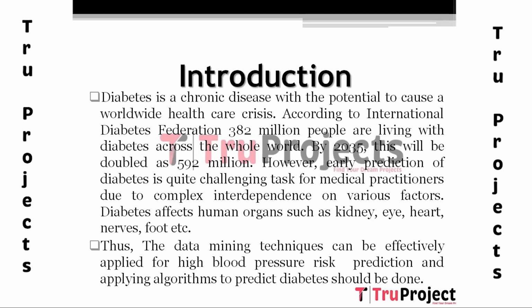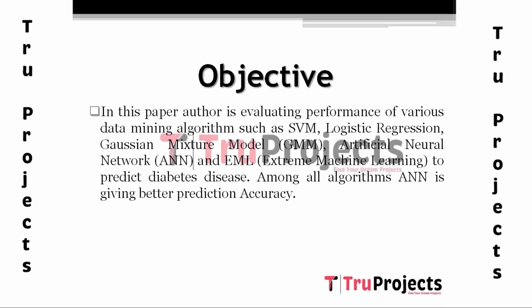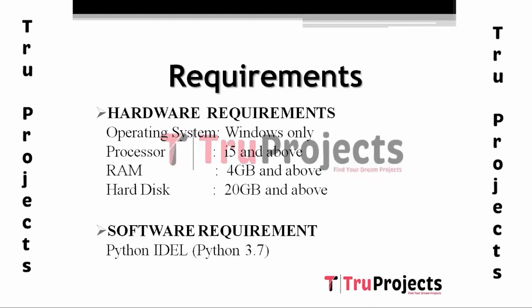Diabetes is a chronic disease with the potential to cause a worldwide healthcare crisis. The main objective of this project is to predict diabetes based upon the algorithms: support vector machine, logistic regression, Gaussian mixture model, artificial neural network, and extreme learning machine algorithm.